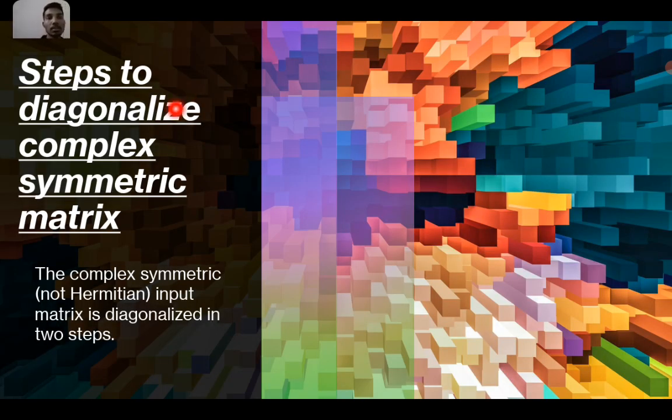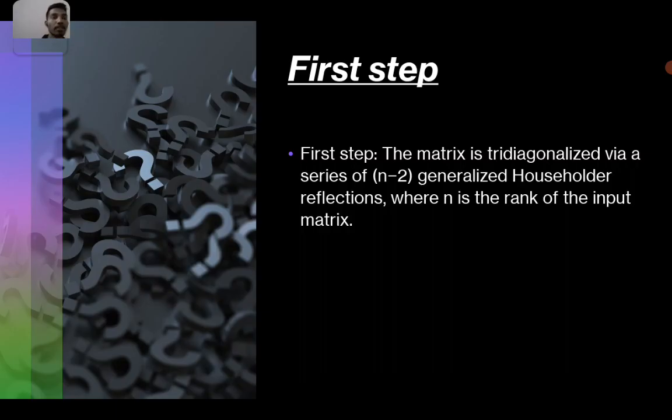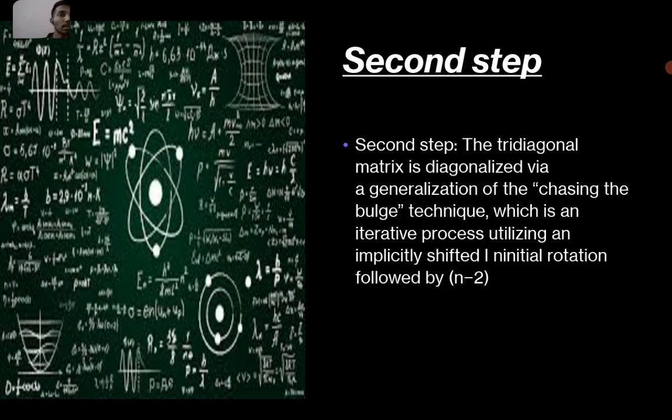Steps to diagonalize a complex symmetric matrix. The complex symmetric matrix that is not in Hessenberg form is diagonalized in two steps. First step, the matrix is tridiagonalized by a series of n minus 2 generalized Householder reflections, where n is the rank of the input matrix. Second step, the tridiagonal matrix is diagonalized via a generalization of the bulge-chasing technique, which is an iterative process utilizing an implicitly shifted initial rotation followed by n minus 2 generalized Householder reflections.